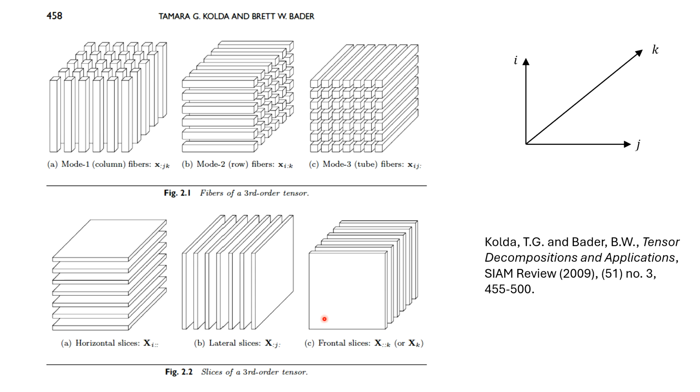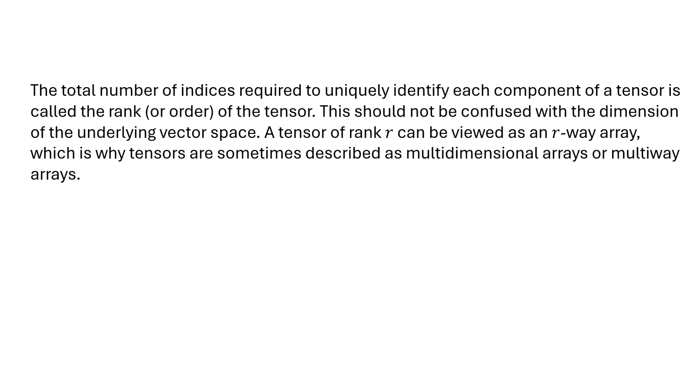The total number of indices required to uniquely identify each component of a tensor is called the rank or order of a tensor, and we saw that in some of the examples in this lesson. This should not be confused with the dimension of the underlying vector space, which is for us normally the real numbers, so that's of dimension 1. A tensor of rank R can be viewed as an R-way array, which is why tensors are sometimes described as multidimensional arrays or multi-way arrays.